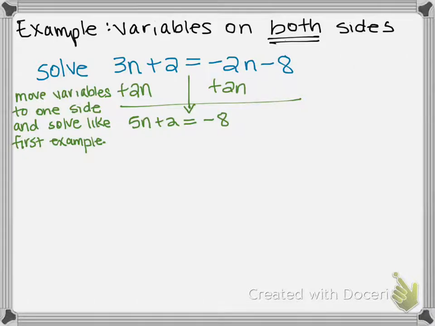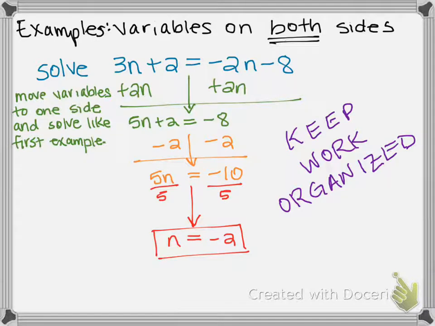Now I can solve that just like before. So we subtract 2 from both sides to get that 2 away from that 5n, and then we divide by 5 to get the n completely alone, and n equals -2. By the way, I know that I'm going through this rather quickly. Feel free to pause, rewind, or re-watch as much as necessary.